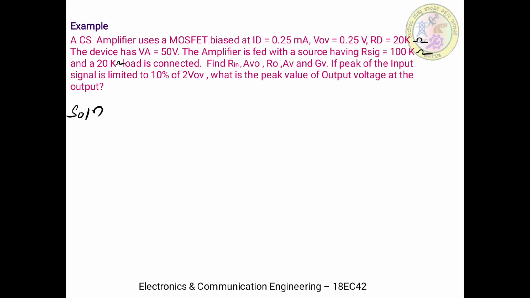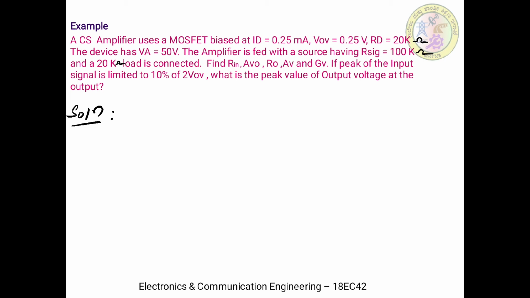So in the solution, this is a common source amplifier, but it is a general common source amplifier, that's all. So RS is not specifically mentioned. So therefore we will assume that RS is not present in the circuit, otherwise the specification of RS should have been given. So drain current is 0.25 milliamperes and overdrive voltage is 0.25 volts.